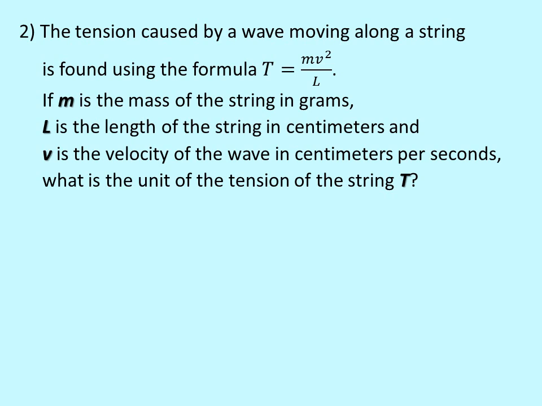The tension caused by a wave moving along a string is found using the formula T equals m times v squared all over L. If m is the mass of the string in grams, and L is the length of the string in centimeters, and v is the velocity of the wave in centimeters per second, what is the unit of tension of the string?